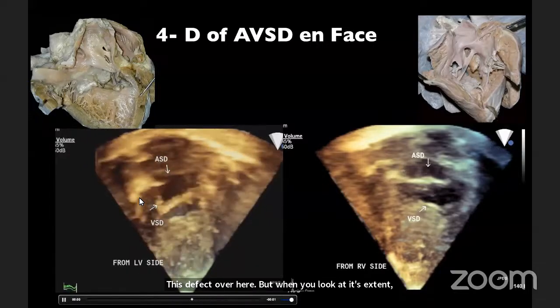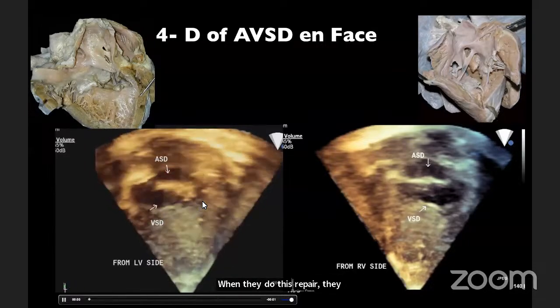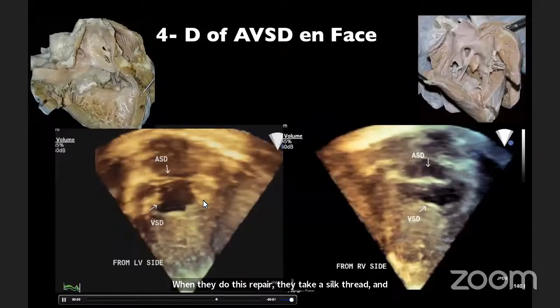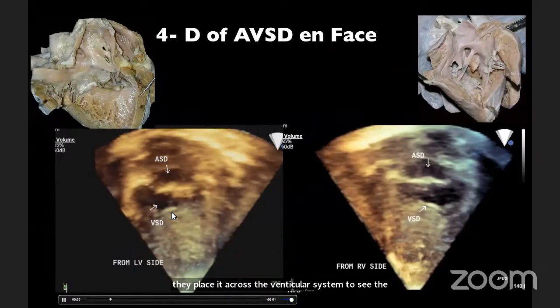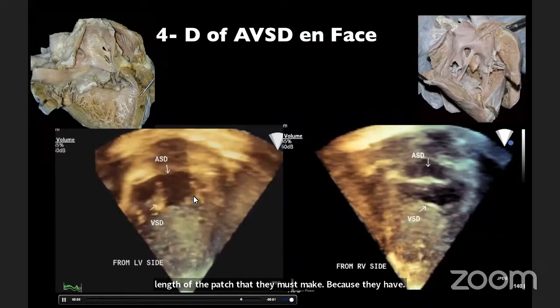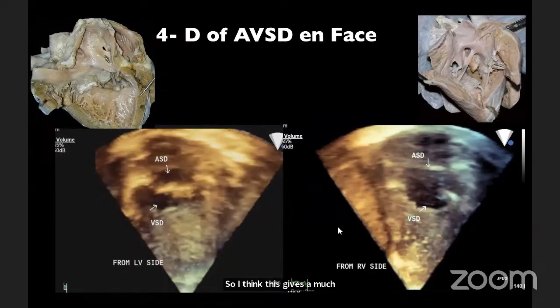And the surgeons, when they do this repair, they take a silk thread and they place it across the ventricular septum to see the length of the patch that they must make, because they have to put the patch over the entire ventricular septal defect. So I think this gives a much needed and beautiful idea of the patch.